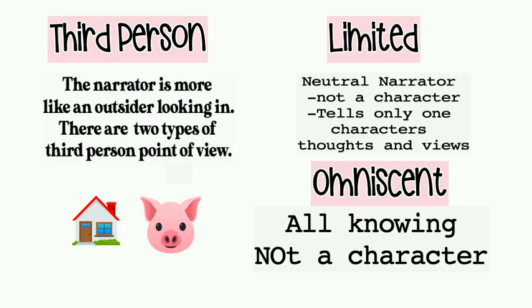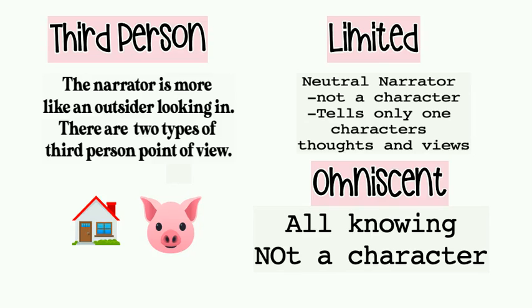So, if we're looking at third person limited, this is more of a narrator who's kind of neutral and they're not a character, but they know the thoughts and views of one of the characters. So, if they were looking at the little pig who used brick, maybe his name was Tom. Tom used bricks to build his house. He thought bricks would be the best way. Now, that would be limited.